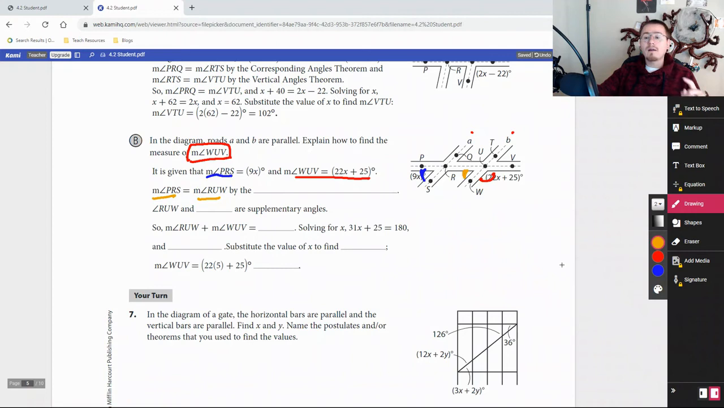They are equal because of the corresponding angles theorem. Corresponding. And what does that mean? They're corresponding angles.